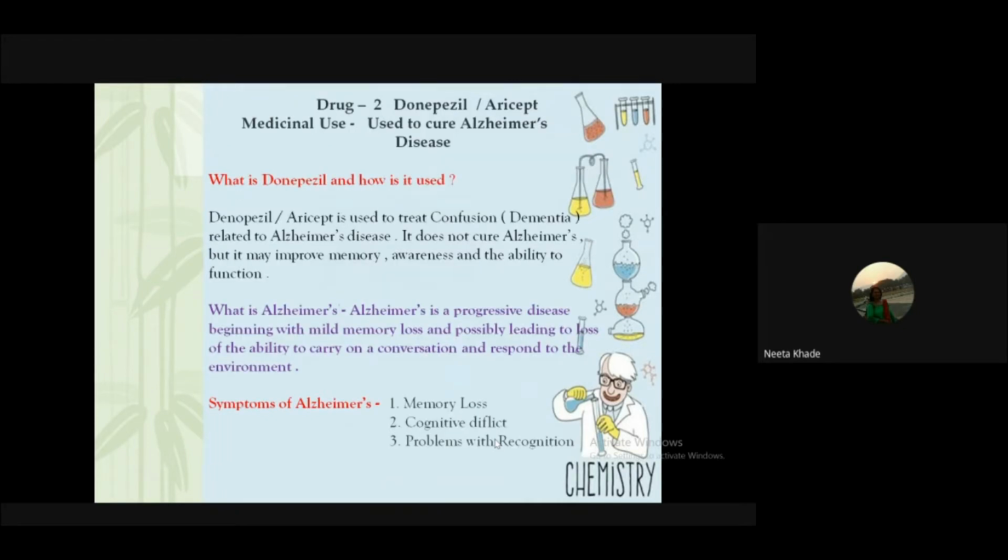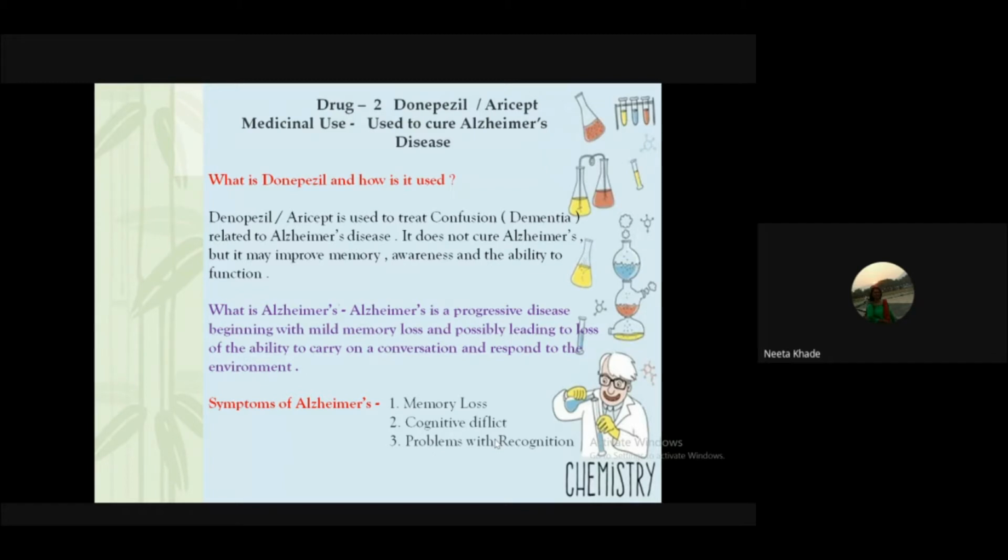Moving towards the second drug, donepezil or Aricept. Aricept is the name of the product, and donepezil is the drug used in it. The medical use of this drug is to treat Alzheimer's disease. Donepezil or Aricept is used to treat confusion related to Alzheimer's disease. This drug does not cure the disease, but it can improve the memory of the patient and the ability to function.